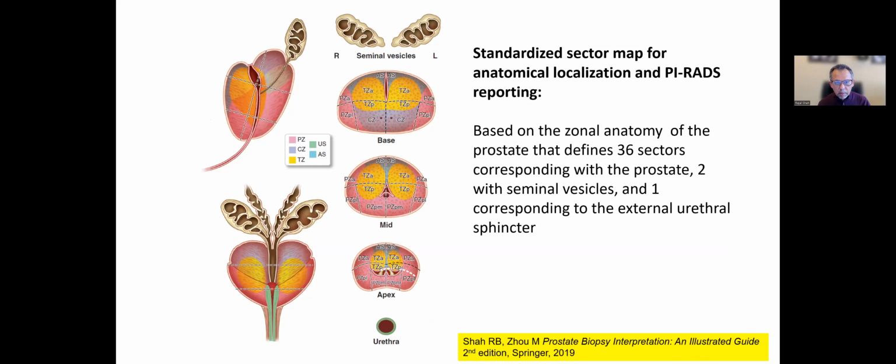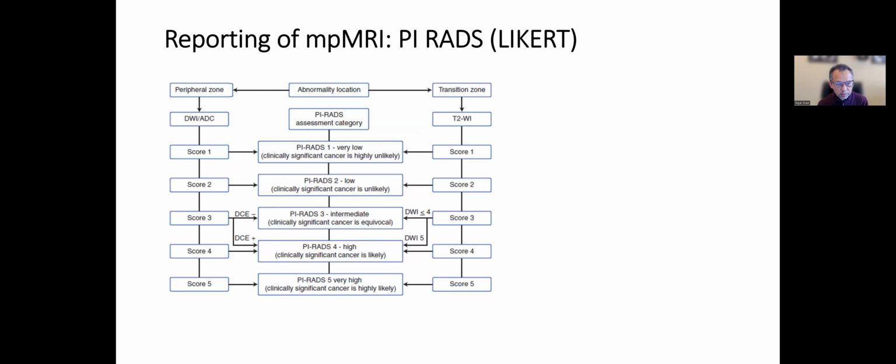So multiparametric MRI reporting follows a standardized sector map for anatomical localization. Based on the zonal anatomy of the prostate, about 36 sectors are defined, 2 for the seminal vesicles and 1 for the urethral sphincter. So in total they have 38 sectors, and based on that zonal location, they define the PI-RADS scores and the anatomical location of the suspected clinical cancer.